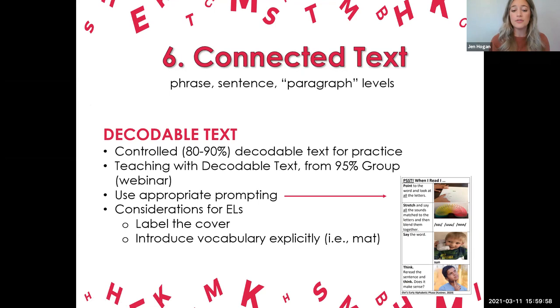So introducing that ahead of time, and I've linked on the document for you a resource where you can find lots of decodable text, because sometimes we don't have them at our disposal. So you should be able to find some through that. I've been using a lot of wonderful free resources online for now, just to support my instruction that way.